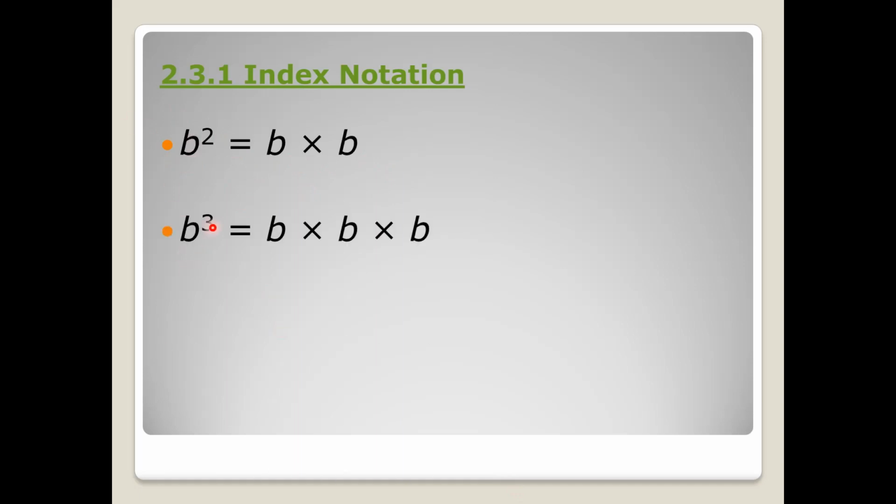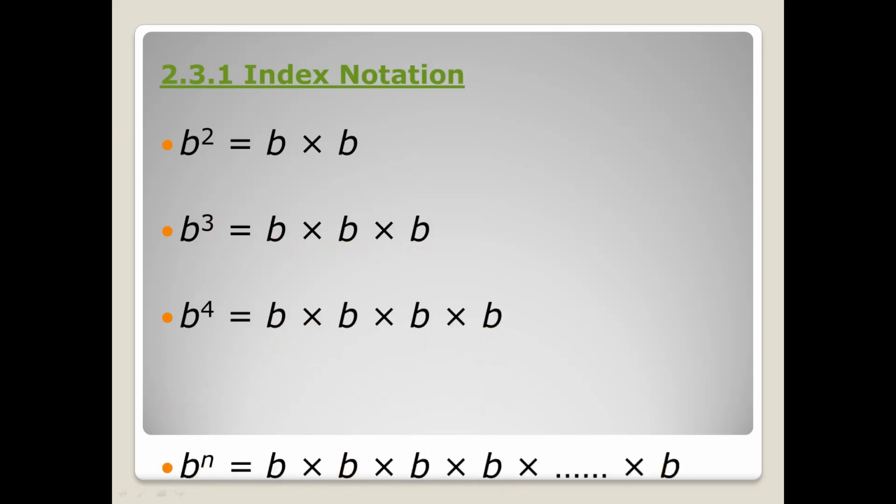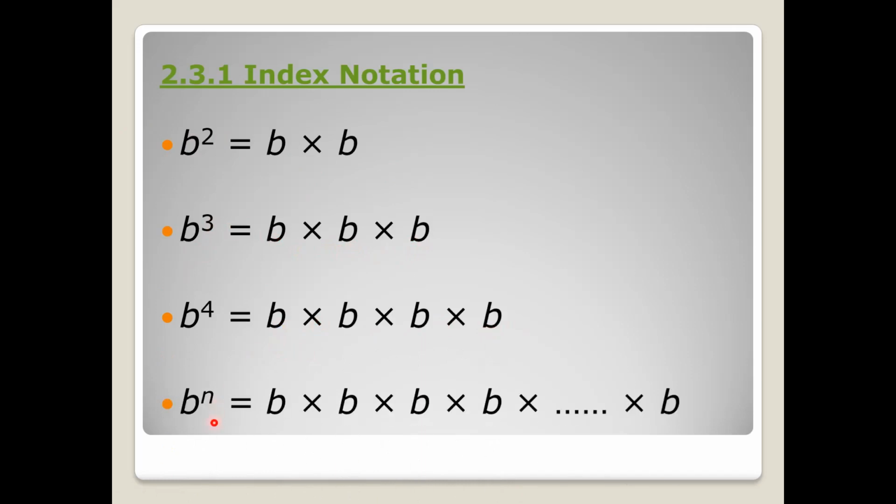B to the power of 3 means we multiply b by itself 3 times, b times b times b. B to the power 4 is also b times b times b times b, 4 times. B to the power of n, we have to multiply b by itself how many times? A total of n times. So if we multiply b by itself n times, this means b to the power of n.